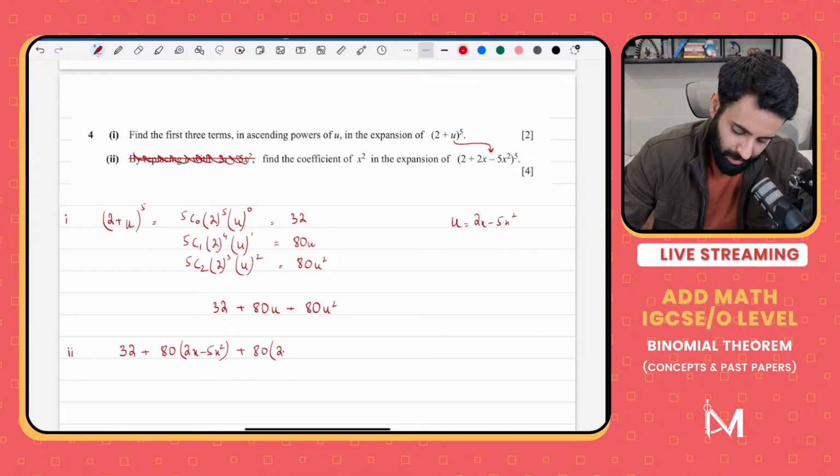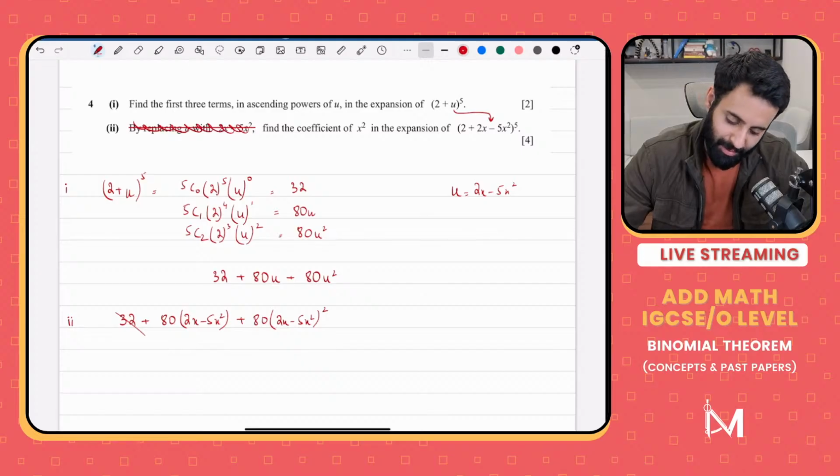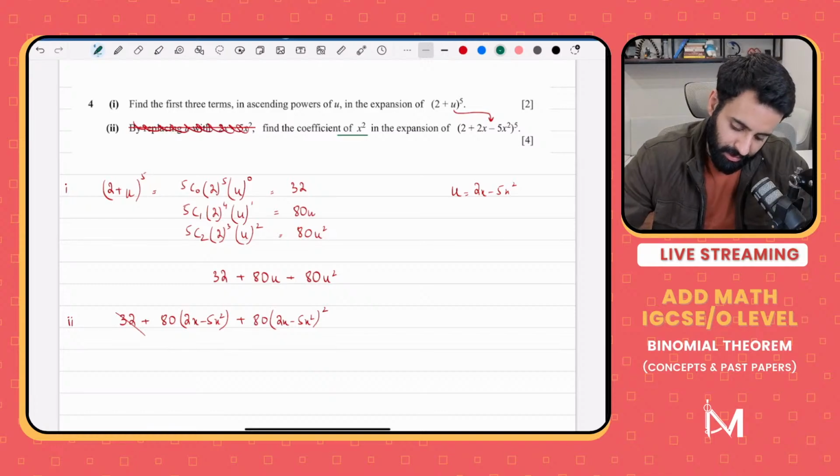So 80 into 2x minus 5x squared, the whole thing squared. Now from this, we want the coefficient of x squared. So we're going to ignore 32 and multiply all the terms that give us the coefficient of x squared. As always, keep your eyes on the price. The price is x squared. So 80 को हम multiply करेंगे by minus 5x squared. So that's going to be minus 400x squared.